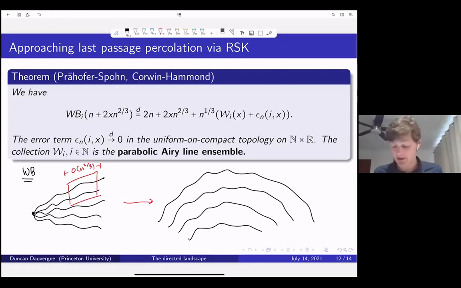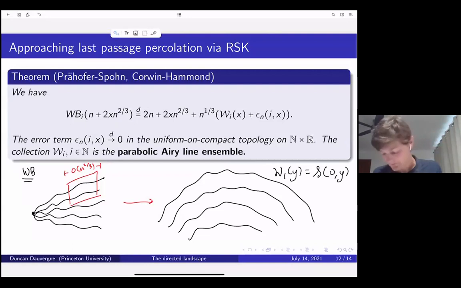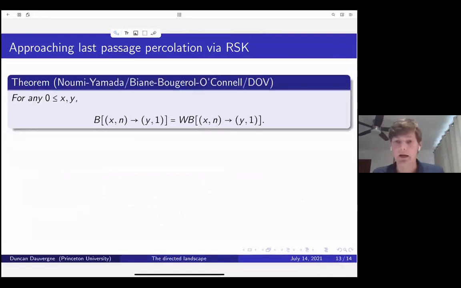And if you trace through the connection with last passage, what you get is that W_1 of y has to be the Airy sheet value from 0 to y, 1. So this gives you half an Airy sheet. And the question is, how can you then vary the other coordinate? The key to that is the following combinatorial property of the RSK bijection, which we stumbled upon when thinking about this stuff. It turns out it goes back a bit further to these two groups of authors. And what it says is that last passage from the bottom to the top line is preserved by this map from B to WB.